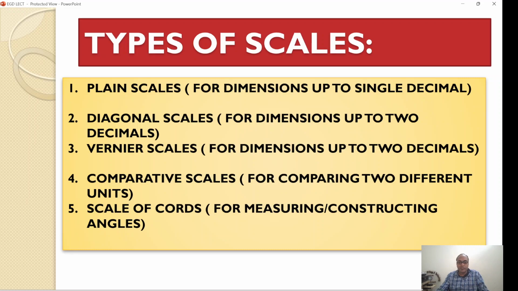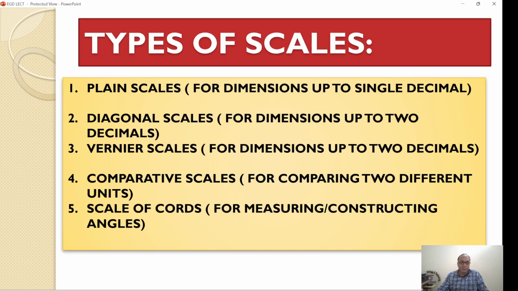Okay, 3 subsequent units. Always remember this point. There are some other types of scales also. That is vernier scale, comparative scale, scale of chords. Okay, so the scale of chords is a unique scale that is used to measure angles. All the other 4 are used to measure different lengths, but the scale of chords is the only scale that is used for measuring angles. So this is a unique type of scale.